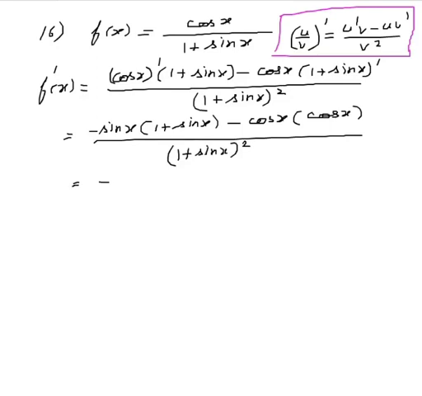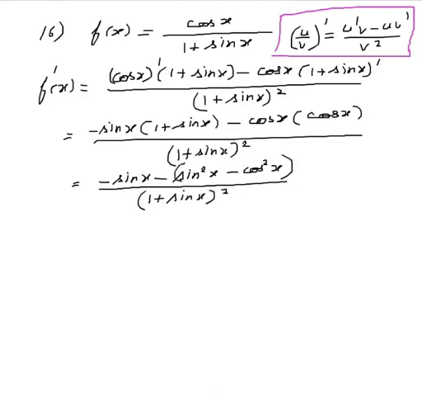Let us open the brackets. We get minus sin x minus sin squared x and minus cos squared x, divided by (1 plus sin x) squared. Let me take the minus sign out here. This will become plus, which becomes 1, divided by (1 plus sin x) squared.